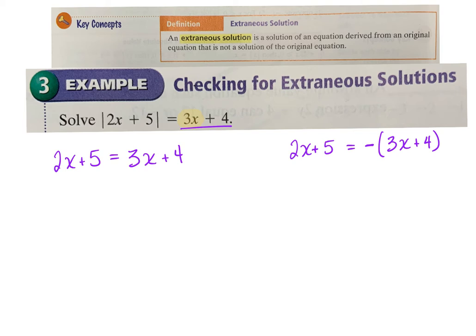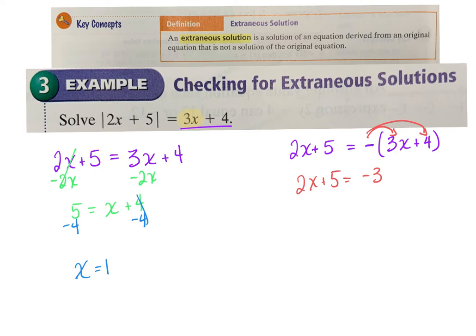And then we're going to solve these. So for this left one, we are just going to get all of our x's to one side. So subtract that 2x, we'll get 5 equals x plus 4, and then move my numbers to the other side, and we will get x equals 1. That is one of my options here, x equals 1. Let's look at the right side here. For this one, we need to distribute this negative. So we have 2x plus 5 here, and now we have negative 3x minus 4 on this side.